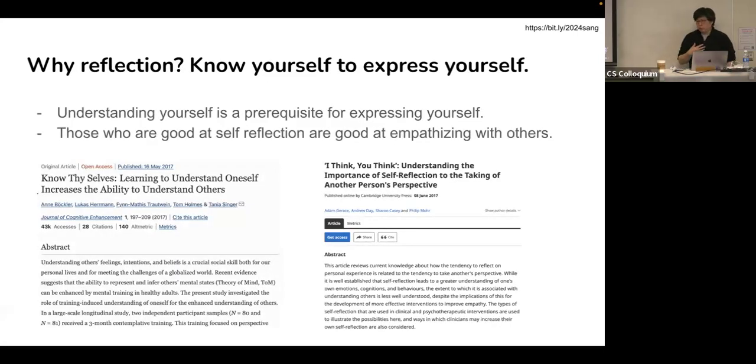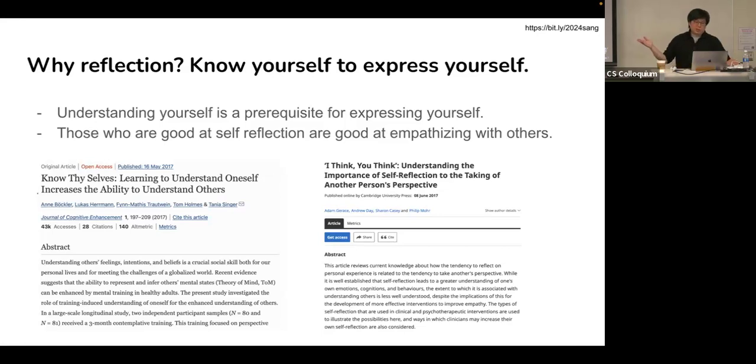You have to understand yourself to express yourself. You might have experienced knowing that you're not really mad, but you don't really know why you got mad. So externalizing your thought and reflecting upon it is important. So how can you help people to reflect on themselves to accomplish it? That's another thread that we're going through.